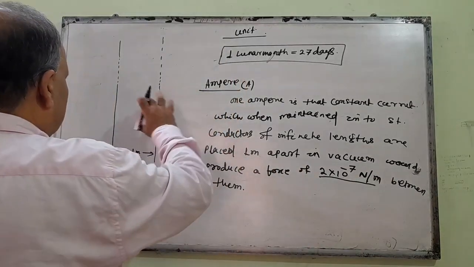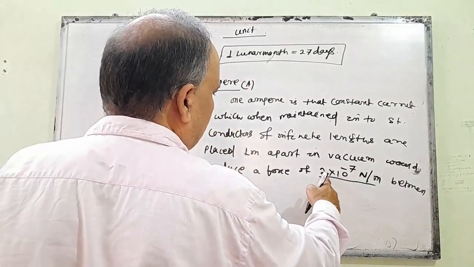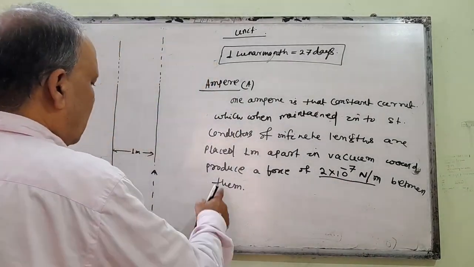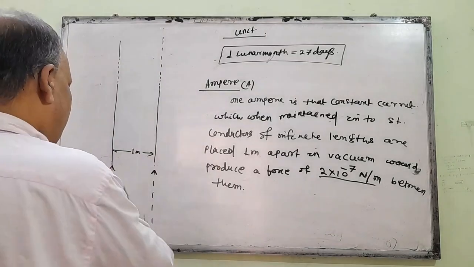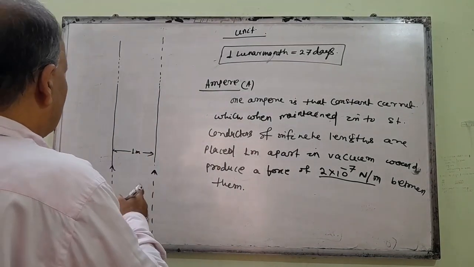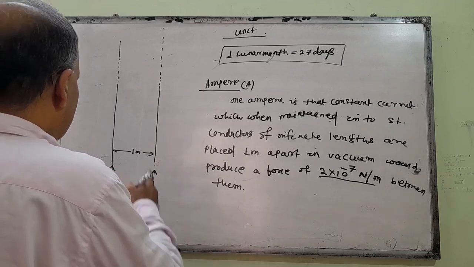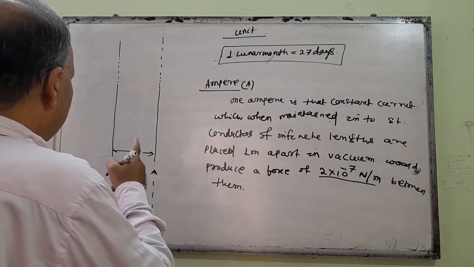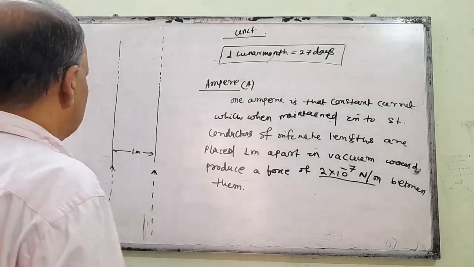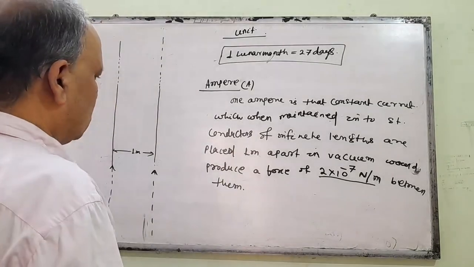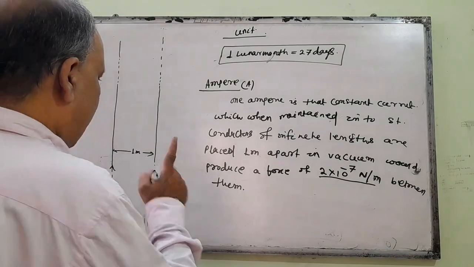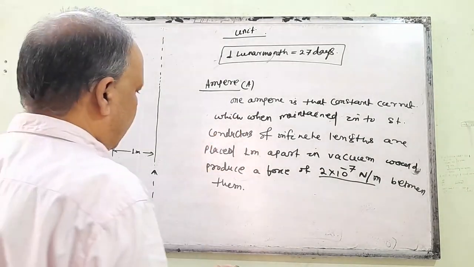That means per meter of length, they produce a force of 2 into 10 to the power minus 7 Newton between them. So that amount of current which passes through two parallel conductors of infinite length, 1 meter apart in vacuum, such that the force of attraction between them is 2 into 10 to the power minus 7 Newton per meter, that magnitude of current is equal to 1 ampere.